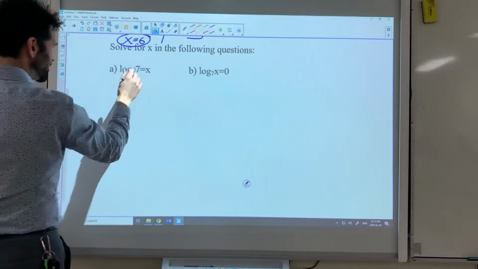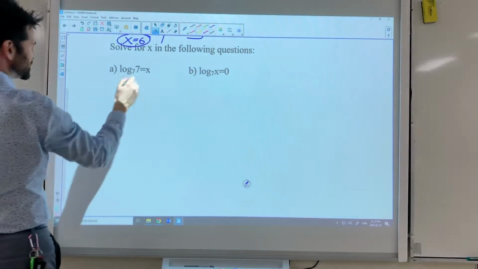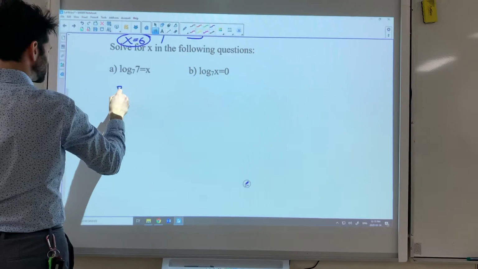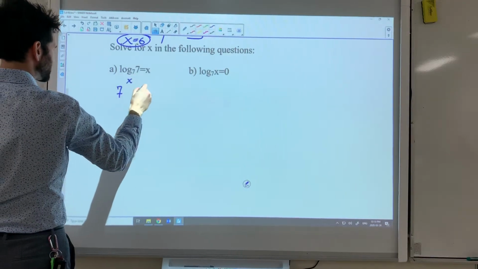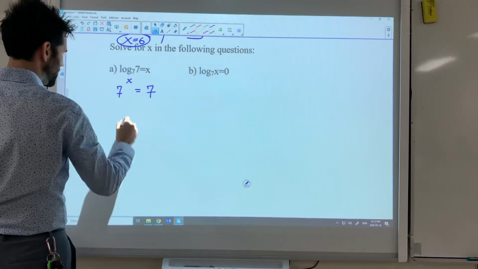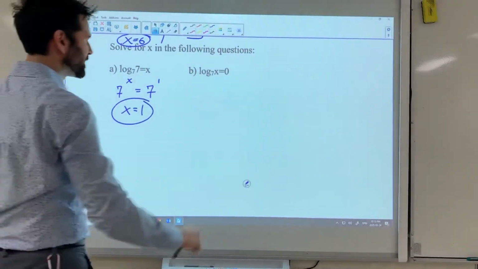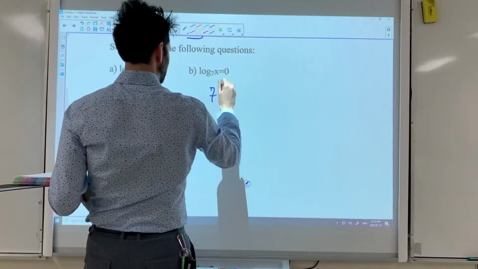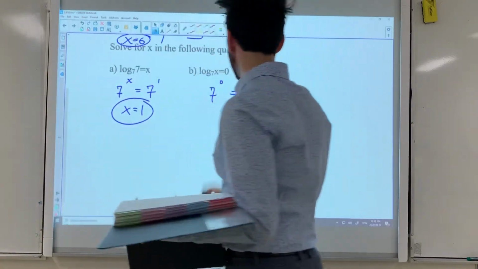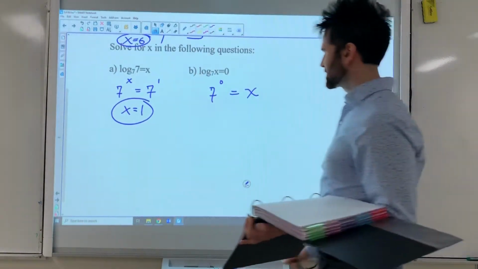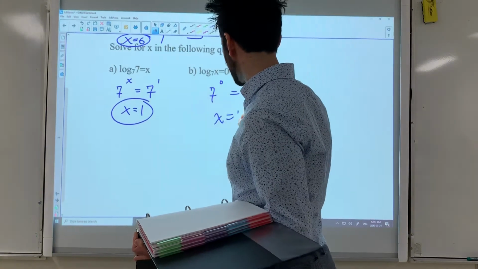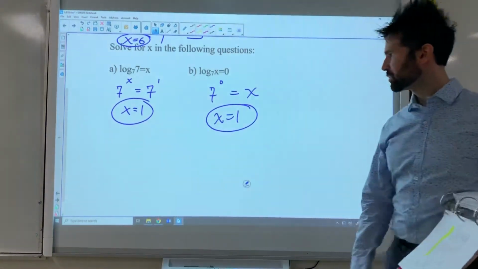Here we go. So if they give you the question like this, then you're allowed, there's already a variable x there, so you can say 7 to the power of x equals 7. So x has to equal, that's a 1. X equals 1. This one here, 7 to the power of 0 equals x. What's x then? 7 to the 0 is 1, so x is 1. Wonderful.